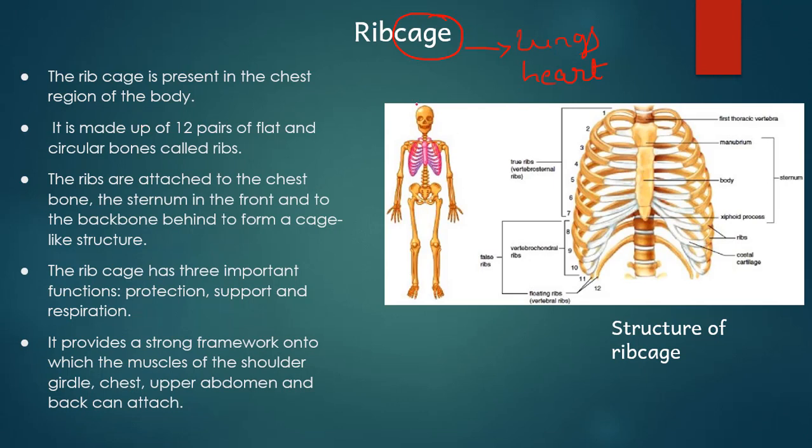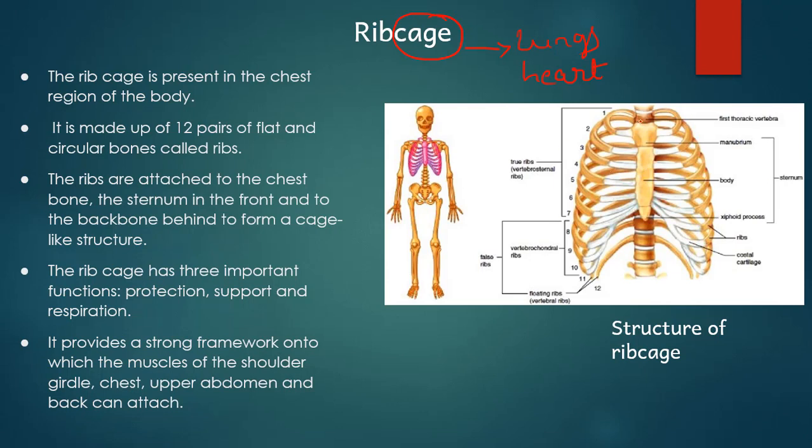It is said that it is made up of 12 flat circular bones. You can see this is the first circular bone, this is second, third, fourth. In this way you have 12 flat circular bones. But a cage will be closed only when it is attached to something at the front as well as at the back. Otherwise the cage will be open, and the structure will not be defined as a cage.